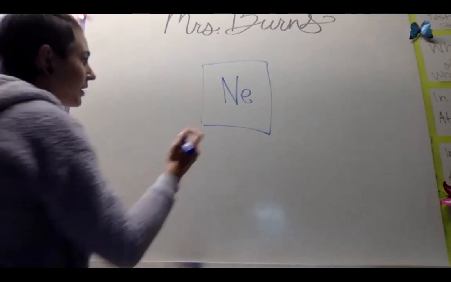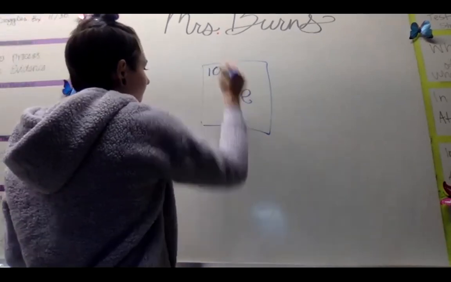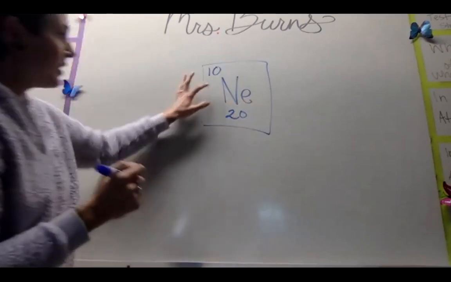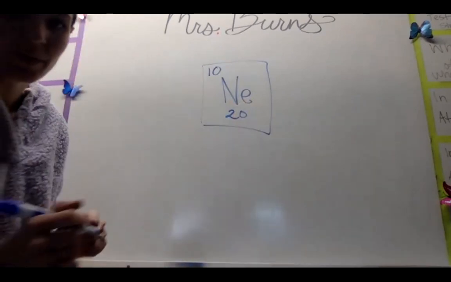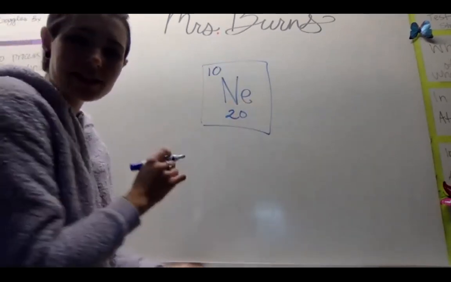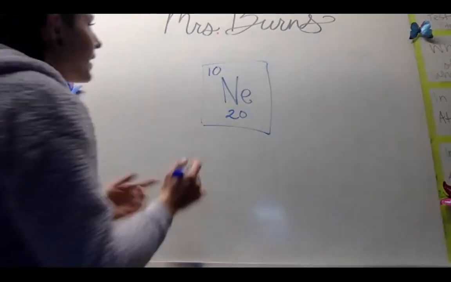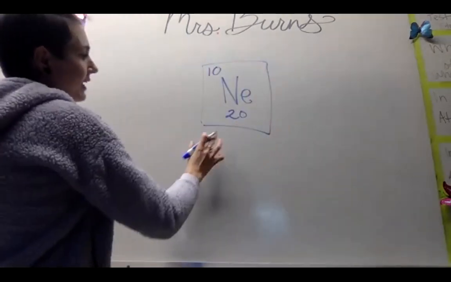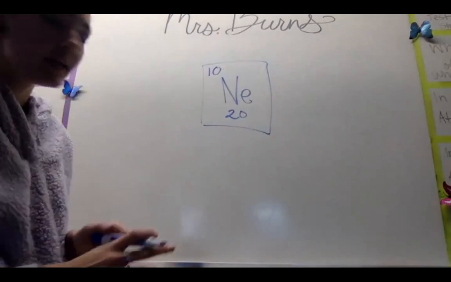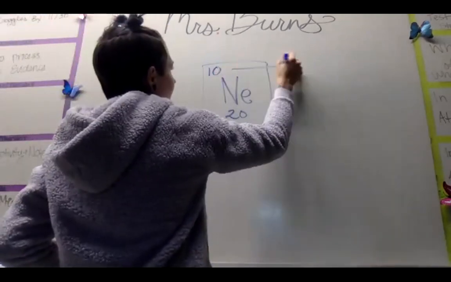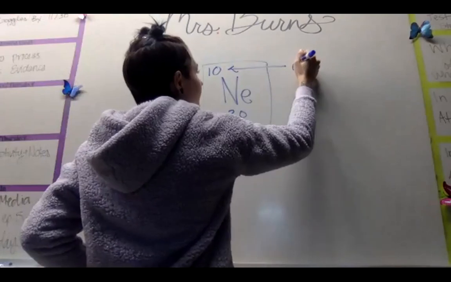Yes, okay, so neon has this information on the periodic table. Sometimes it has more, sometimes it has less. All periodic tables are different. But essentially, the information that I can get looking at this on the periodic table is that it has an atomic number of 10.